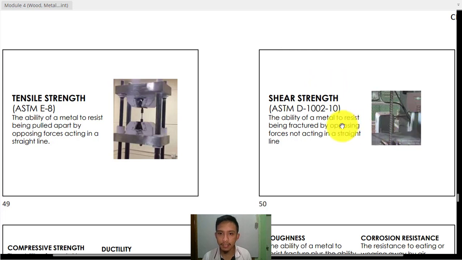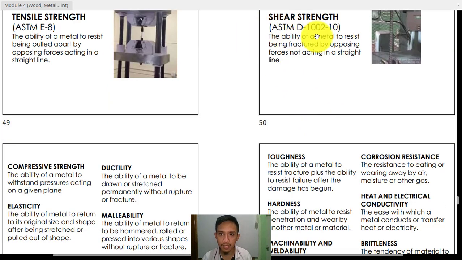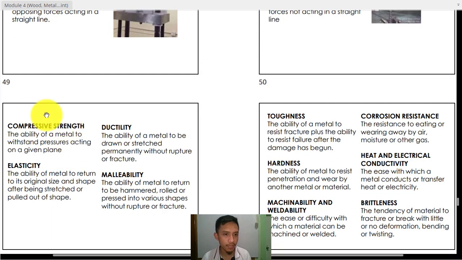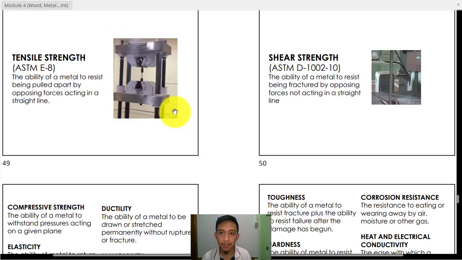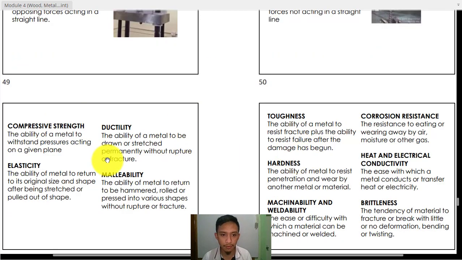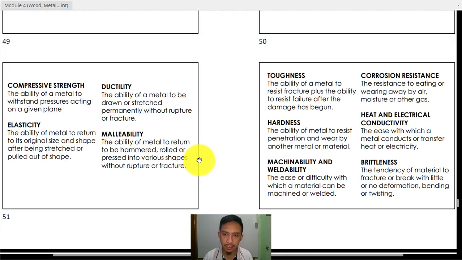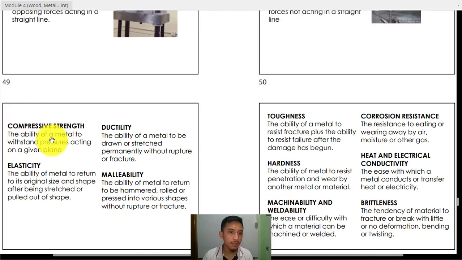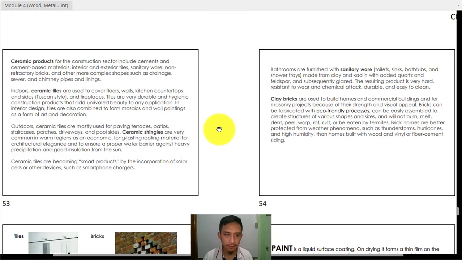Shear strength. Okay, so the testing here is of course through tension. In your shear strength, the testing there is of course through what we call shearing. That is ASTM D1002-10, and then these are the other types: compressive strength, elasticity, ductility, malleability. So these are the other properties of strength that are necessary for the design of structural steel. So you can read about that.